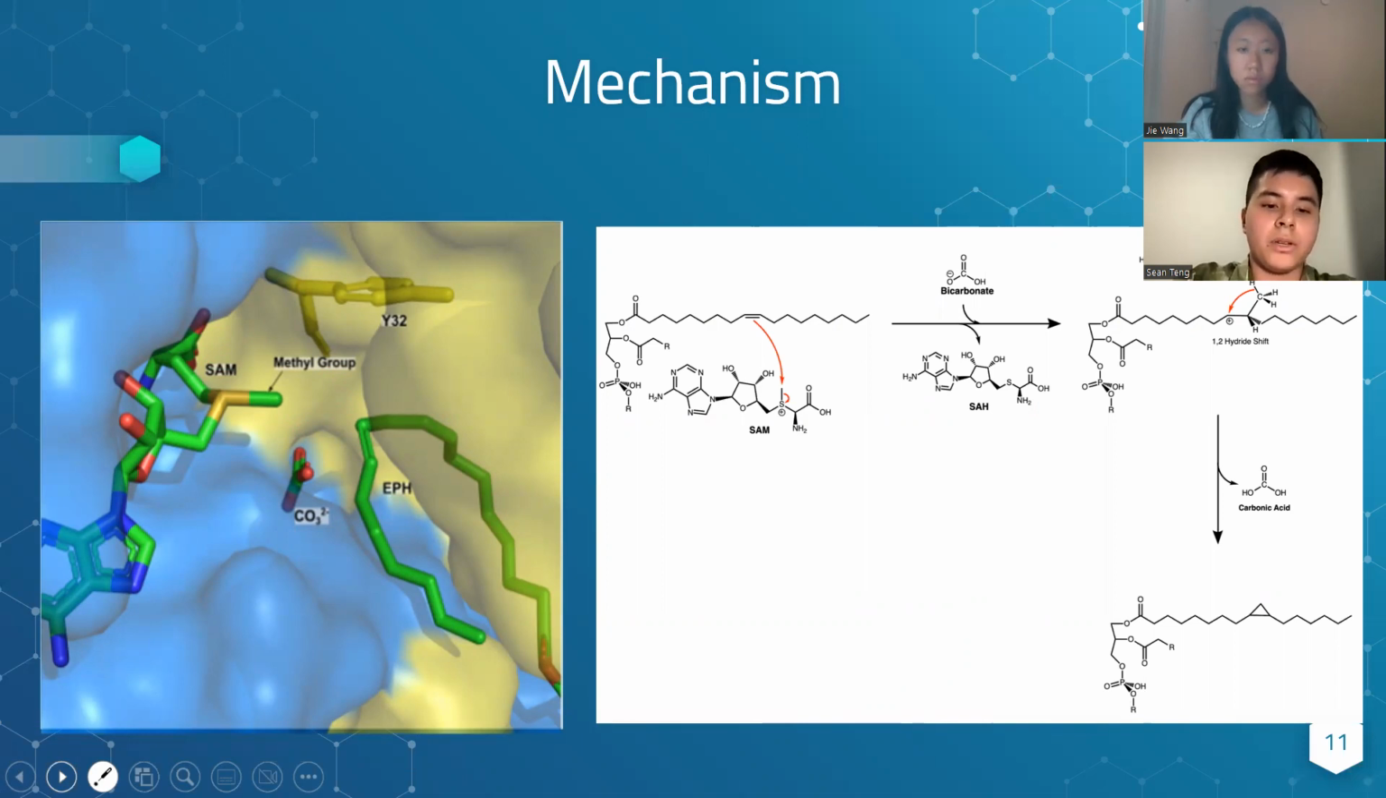One mechanism could be that the alkene will perform a nucleophilic attack on the electrophilic methyl group of SAM and form SAH and a carbocation intermediate. The carbocation intermediate is stabilized by tyrosine 32 located above it, and the bicarbonate ion acting as a general base will deprotonate the added methyl group on the carbocation intermediate and cause the methyl group to collapse inward to form a cyclopropane ring.